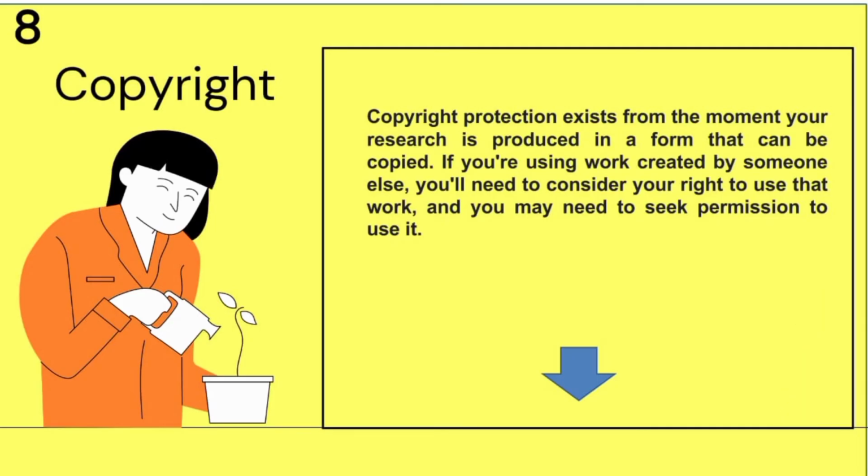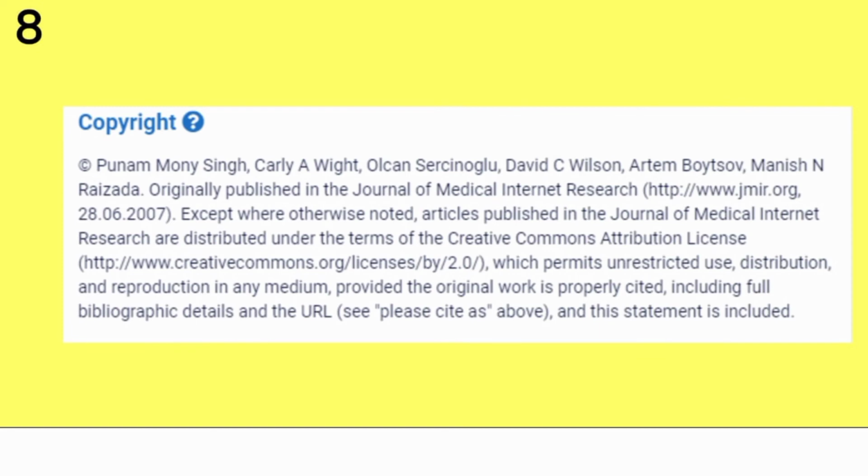And the next is copyright. Copyright protection exists from the moment your research is produced in a form that can be copied. If you are using work created by someone else, you will need to consider your right to use that work, and you may need to seek permission to use it, and it's very important. Here I show you a picture that I have taken from the journal that has been identified.